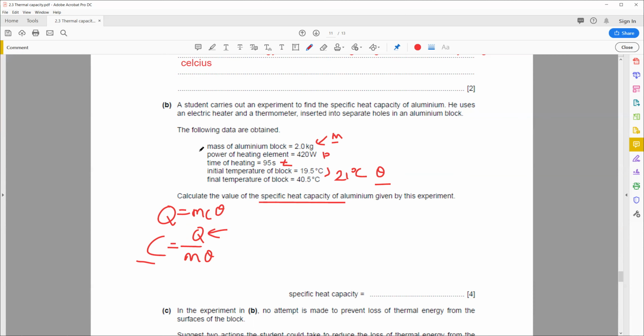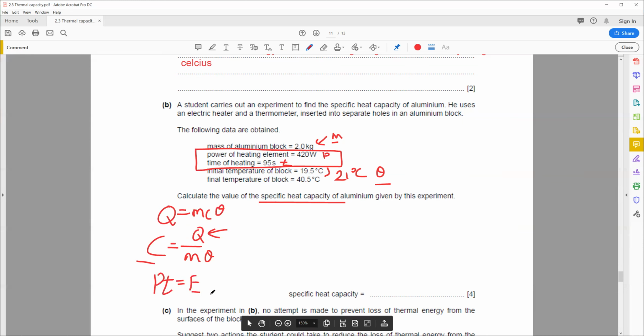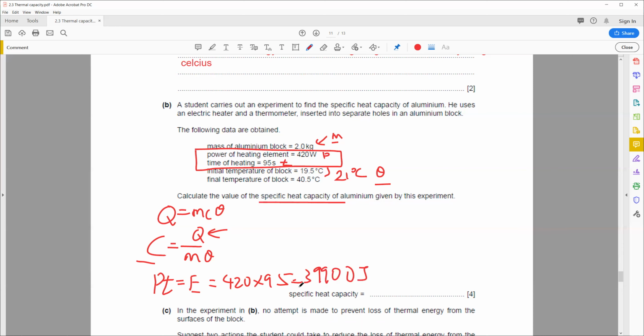But in place of the energy component, it gives me the power and time component. From here, if you remember your formulas correctly, power times time equals energy, right? Because power is actually equal to energy over time. So power times time equals energy. From here, I'm going to find my energy component by taking the power multiplied by the time, which will be how much? What energy? 39900 joules, right? 39900 joules is the amount of energy.